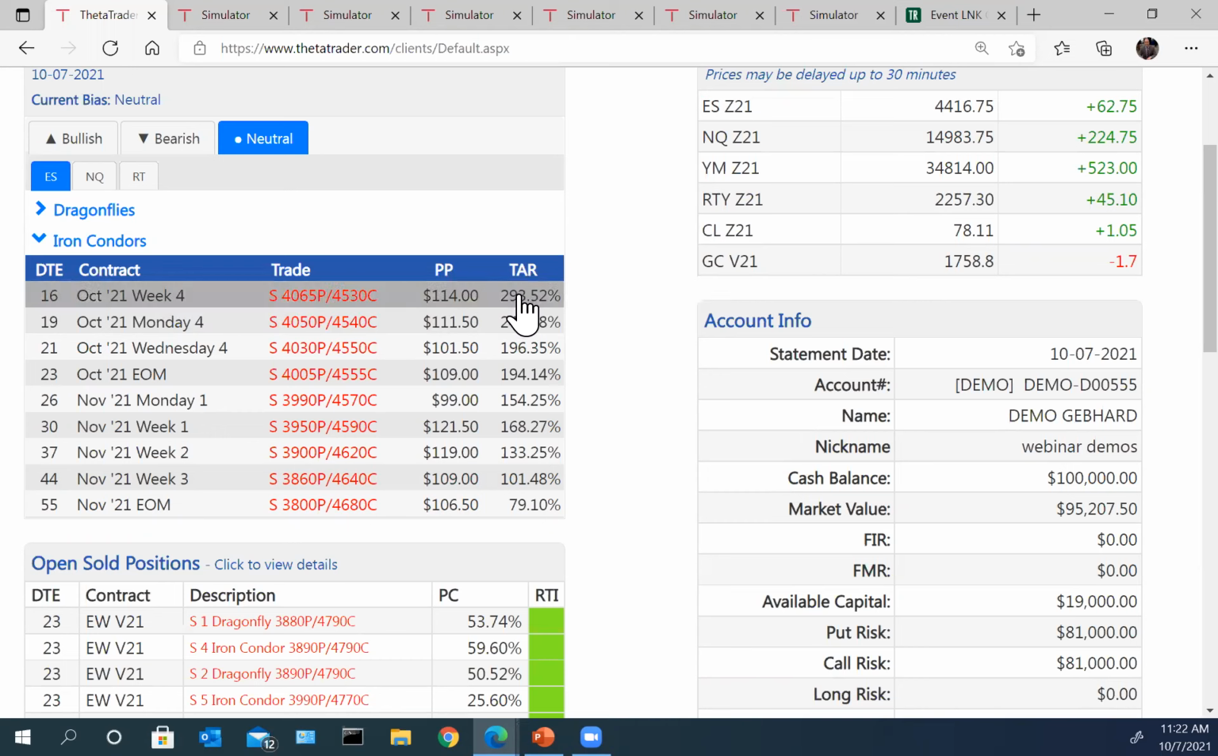But I'll also point out this number here, this TAR, is really to compare one trade to another. It is not realistic to expect to annualize a trade like this and every 16 days place that same exact trade over and over for a year and make the maximum profit every time. So don't make the mistake of thinking that these are the kind of returns to expect. I just want to point that out. It's just for comparing one trade to another.